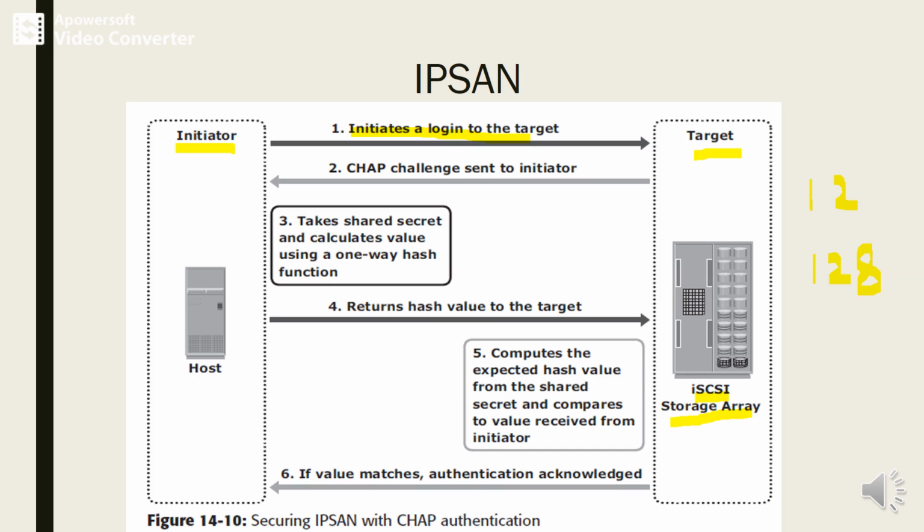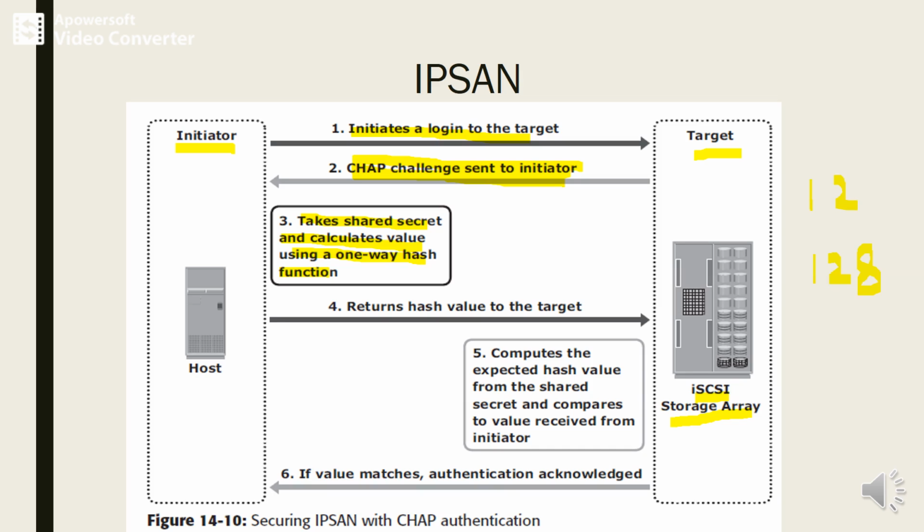Now from the target side, in step 2, it will send a CHAP challenge, which is sent to the initiator by the target device. The initiator receives this information and calculates a value, that is the hash value, using a one-way hash function.